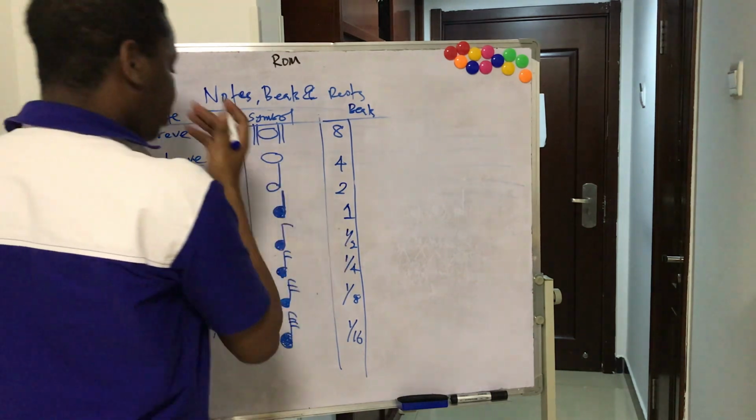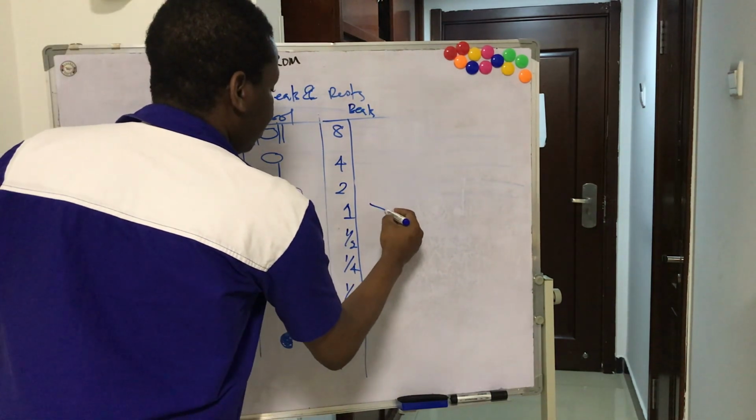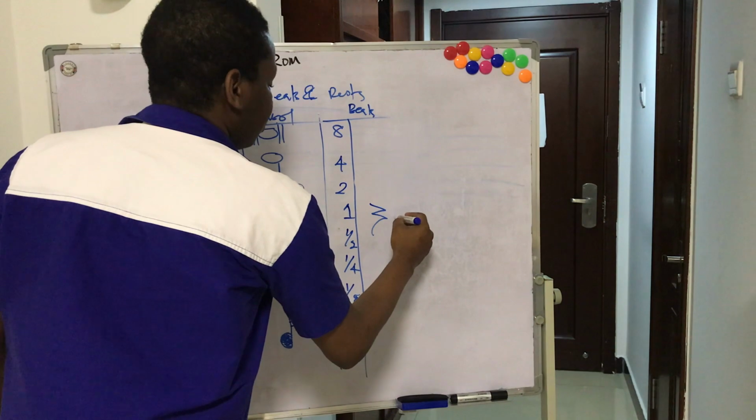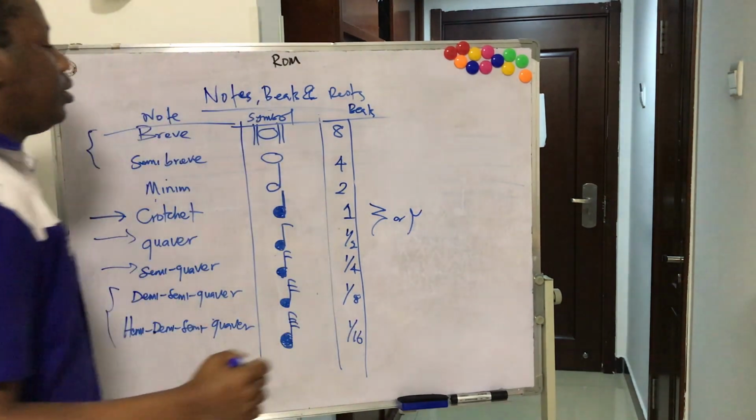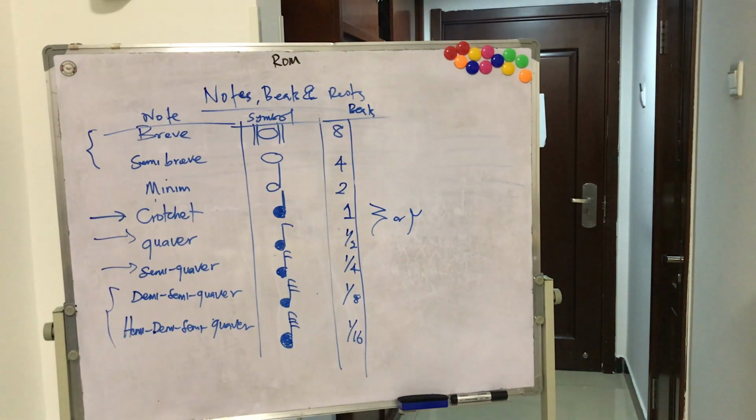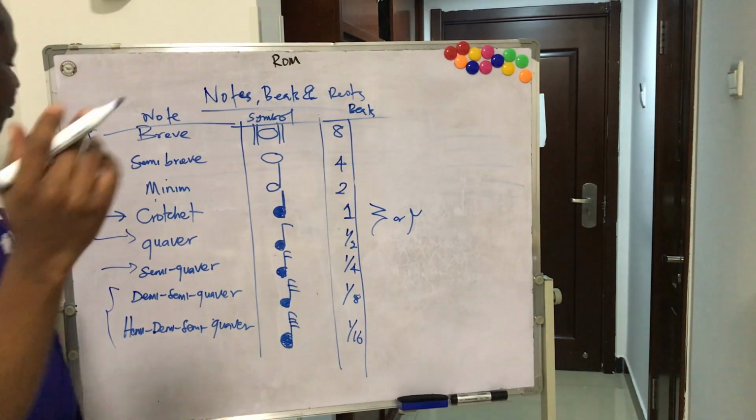So again, either you write it this way or this way. That's the sign for crotchet rest. You see this much later.